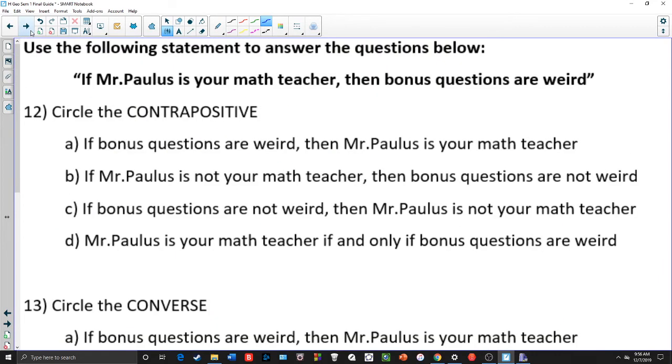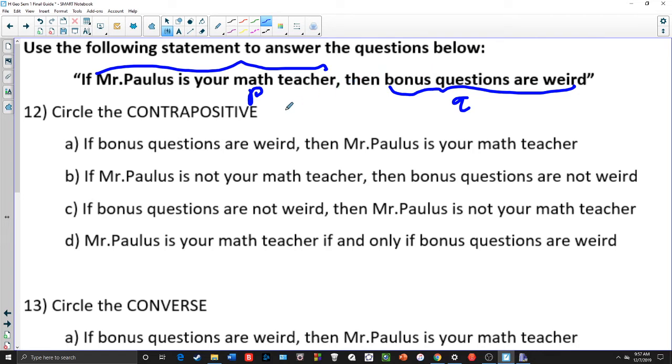All right. So the next one here deals with the sentences we did about contrapositive, converse, inverse, and all that stuff. So we have our if-then statement at the top: If Mr. Pauls is your math teacher, then bonus questions are weird. The if part, that's my hypothesis, so we'll call that P. And the then part, that's my conclusion, so we'll call that Q. The contrapositive, converse, and inverse all deal with what you do with P and Q from the original.